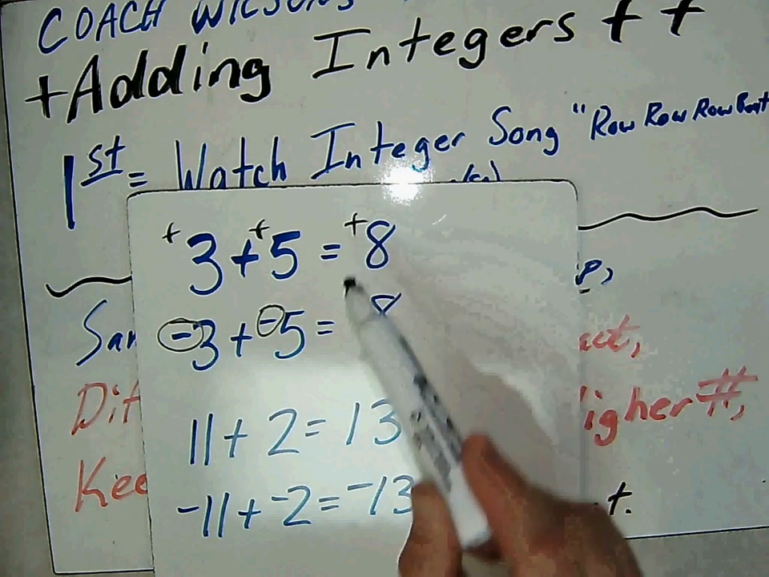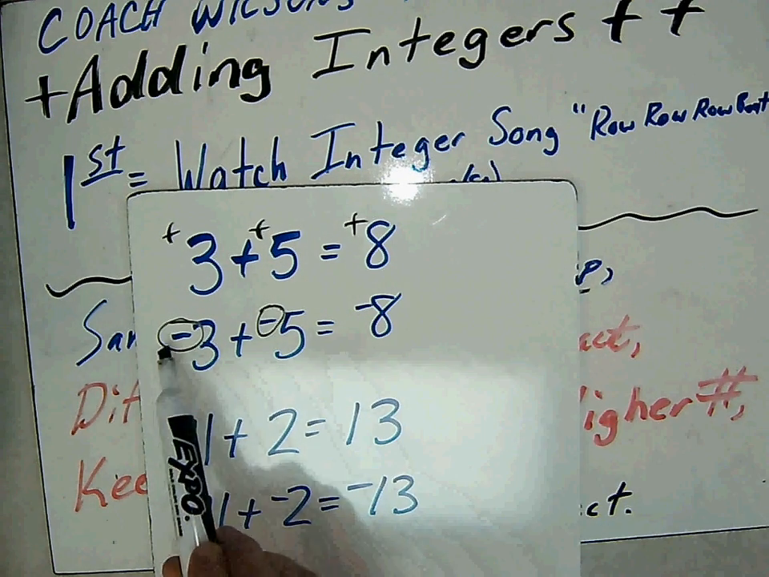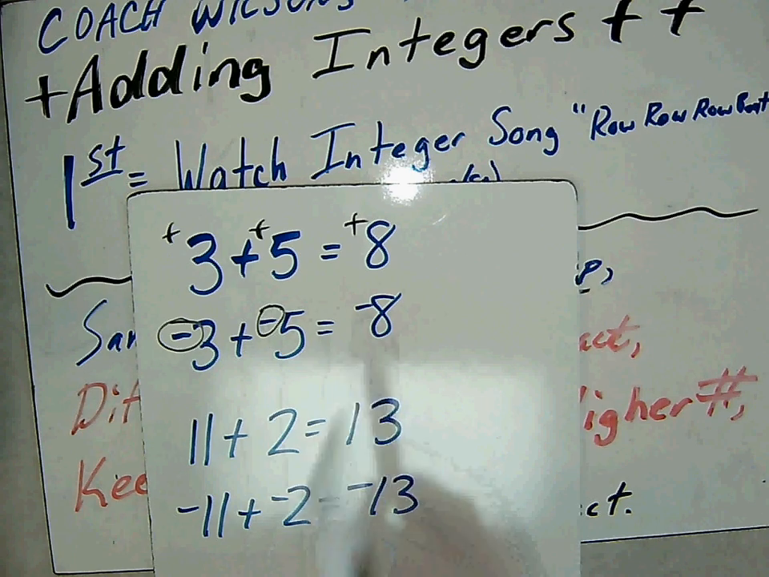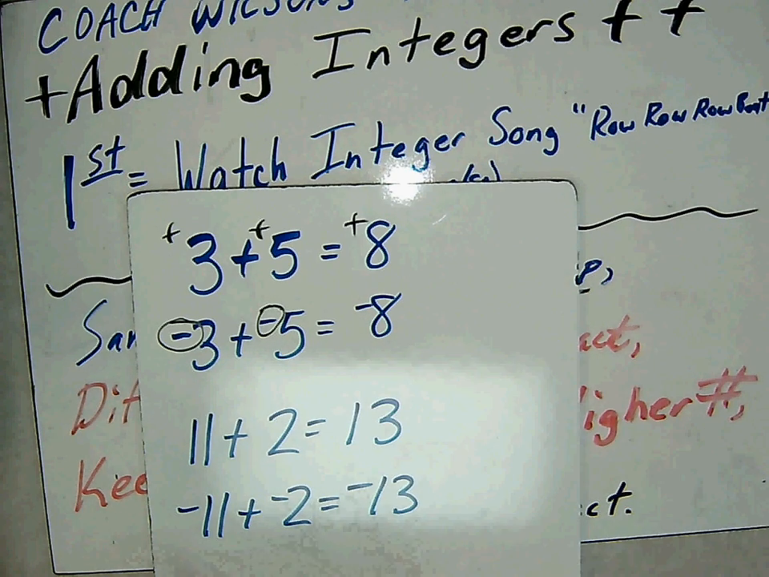You don't have to write the positive sign. And here you keep the negatives. So you keep the negative sign. So it's negative 8. Okay? That's it. It's that easy.